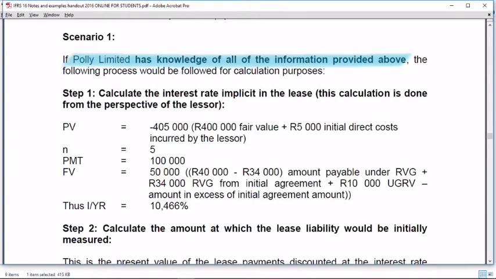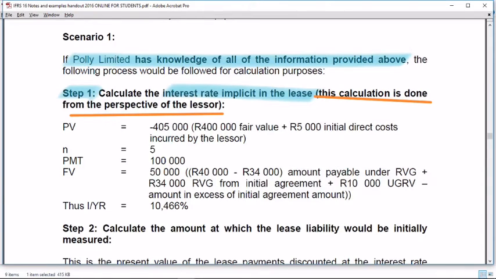Remember, I said that the interest rate implicit in the lease is determined from the perspective of the lessor. So the lessee needs additional information to be able to calculate this interest rate implicit in the lease, which is applicable to the lessor. So what would the calculation look like? Step 1 would then involve the calculation of the interest rate implicit in the lease, and I cannot stress enough that this calculation is done from the perspective of the lessor. It is the rate of return, the expected interest rate that the lessor wants to earn on this agreement.